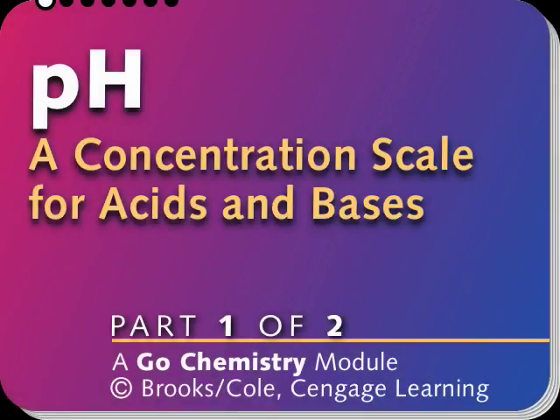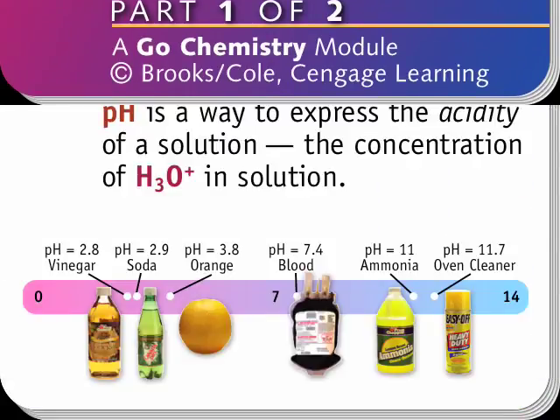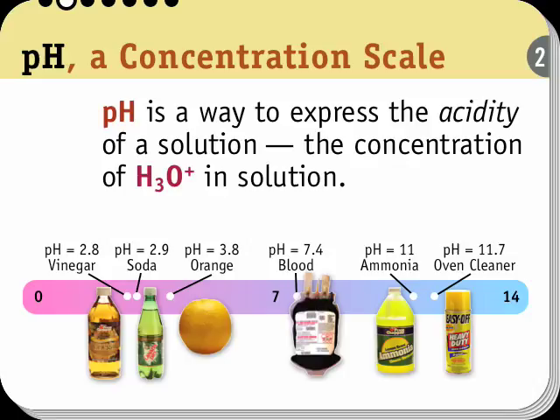This series of flashcards is about pH, a concentration scale for acids and bases. pH is a convenient way to express the acidity of a solution, that is, the concentration of hydronium ions in the solution. The pH scale extends from about 0 to 7 to about 14. You see here in a figure from your textbook that acids are at the low end of the scale, that bases are at the high end of the scale.